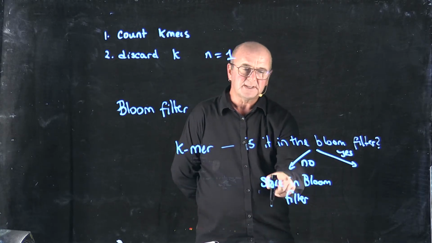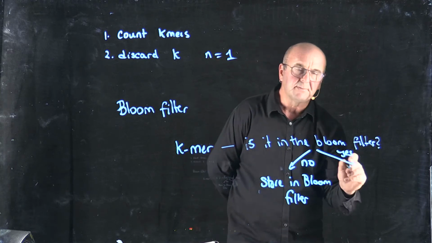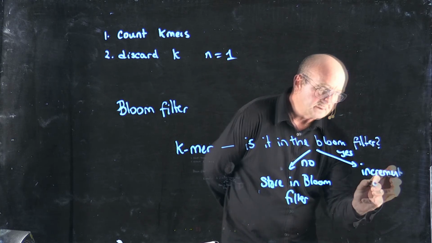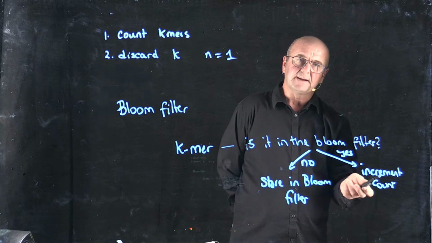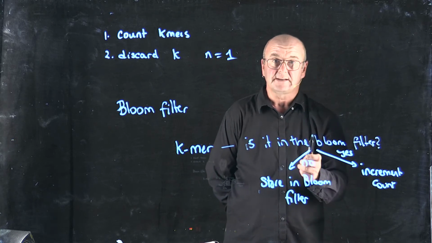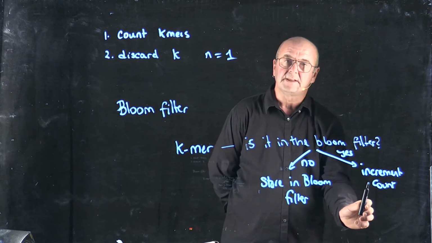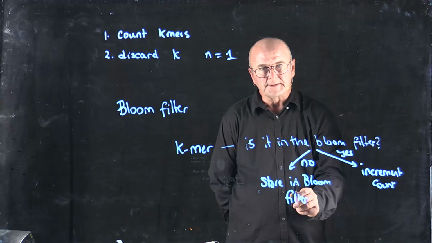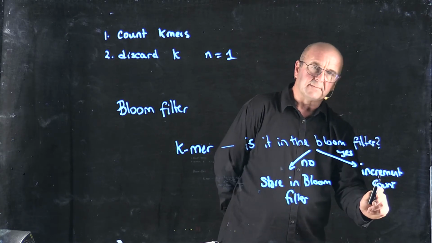If the k-mer is in the Bloom filter, that means we've already seen it once. If we've already seen it once, we want to increment our count. So now we can increment our count. Now, in fact, what we're doing is we're setting our count to 1, but this is the second time that we've seen the k-mer. The first time we don't increment the count, we don't put it in our counter, we just store that in the Bloom filter. The second time we increment our counter.